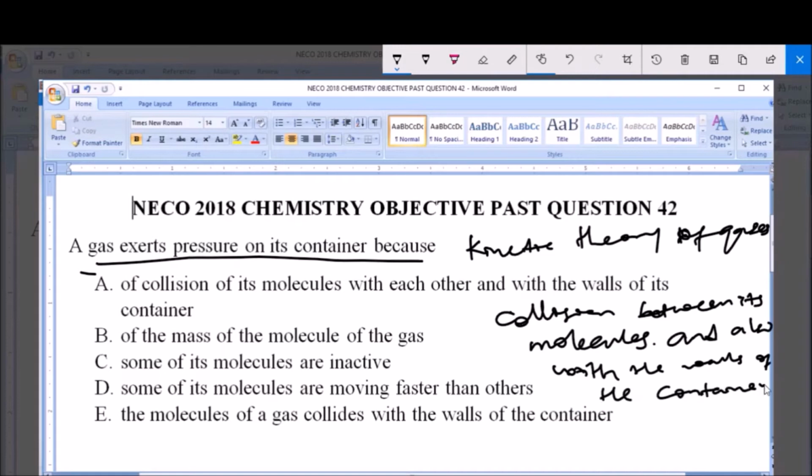Like we know, the molecules of gases are mobile. Let's take for instance, we have a container like this. No matter how small that gas is in that container, you notice that the particles of these gases are always mobile. They are free, they move about, and they collide, either with each other, between the molecules of the gases, and also with the walls of this container. As a result of this collision, pressure is exerted by the molecules of this gas. So this pressure is as a result of collision between the molecules of the gas and also collision with the walls of the container. And that is why option A is valid and the correct answer to this question.